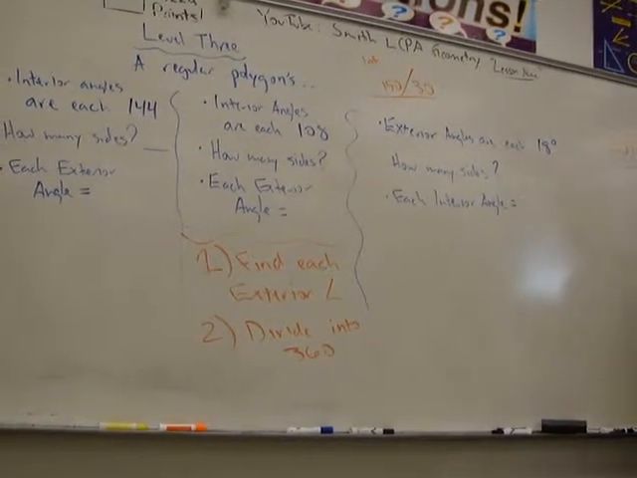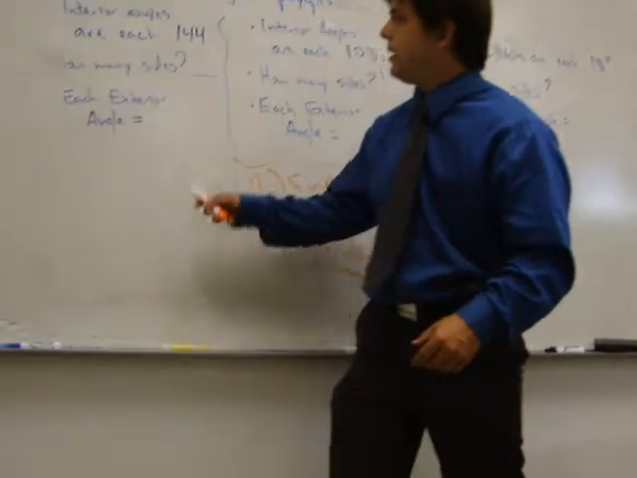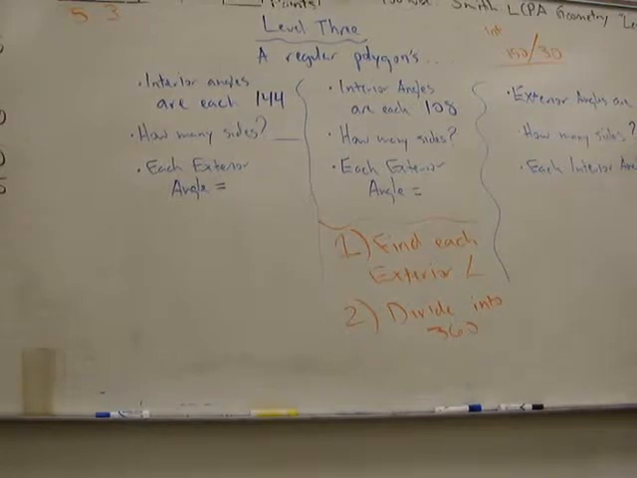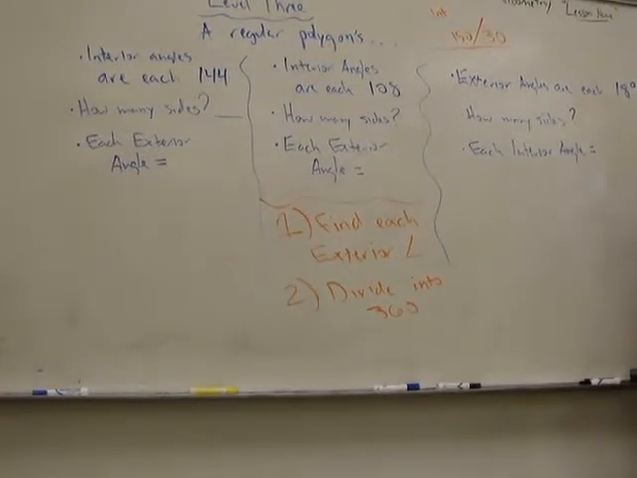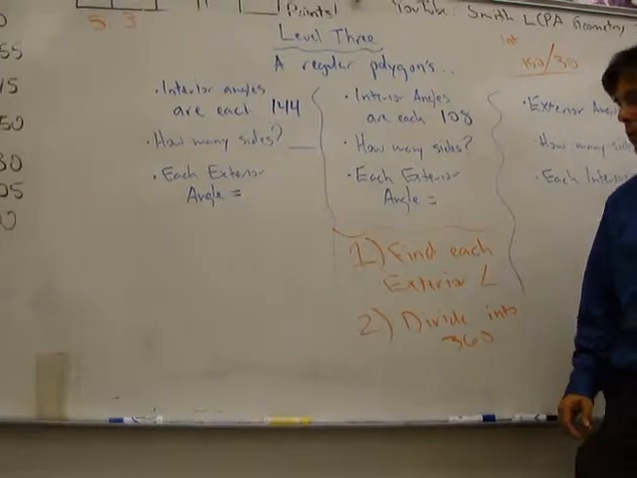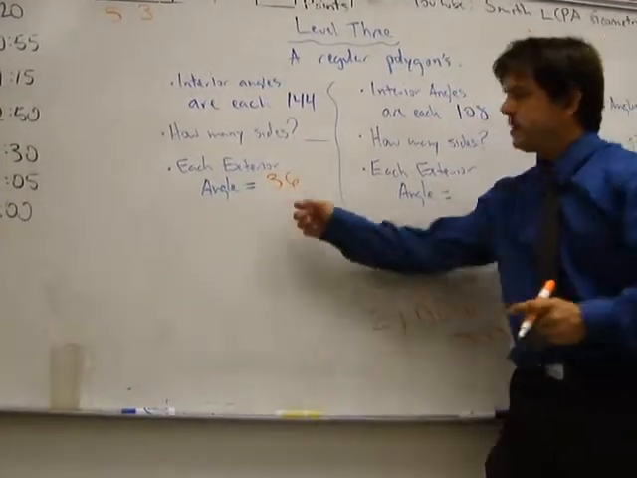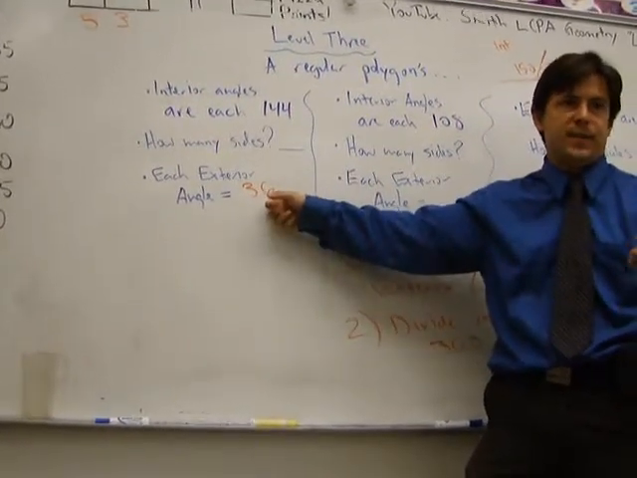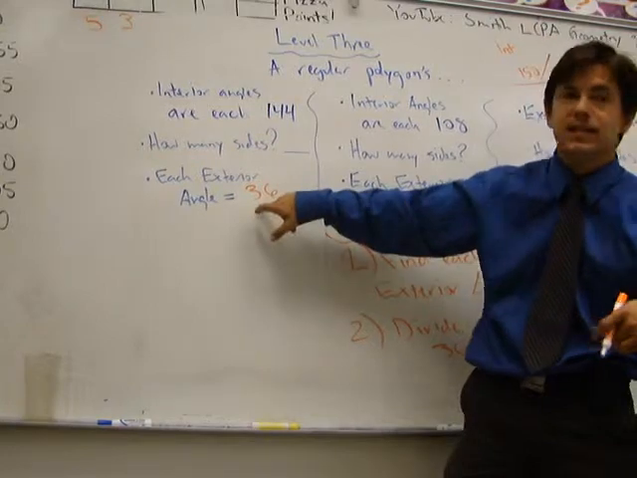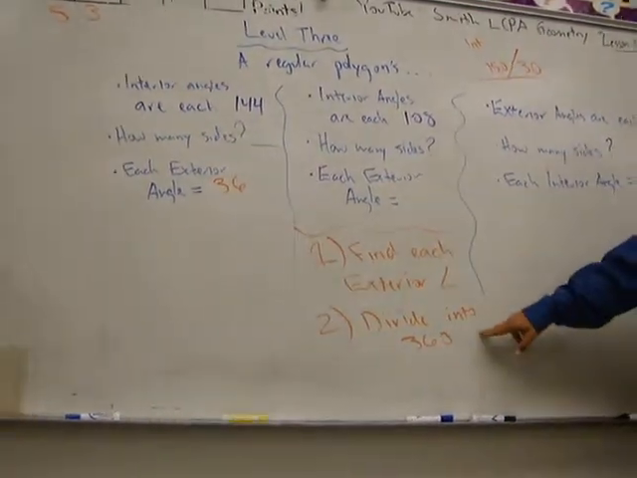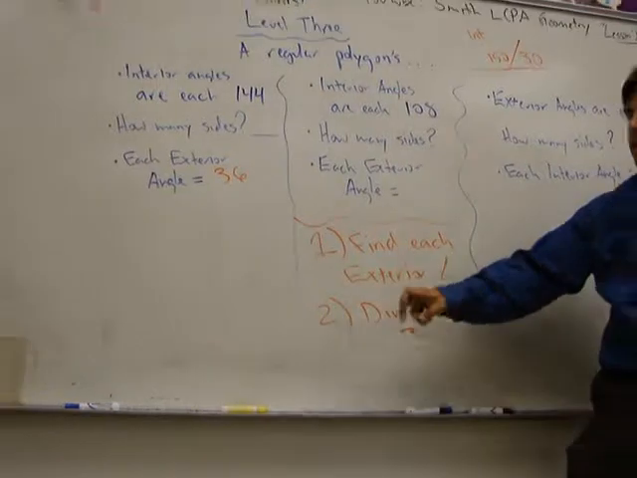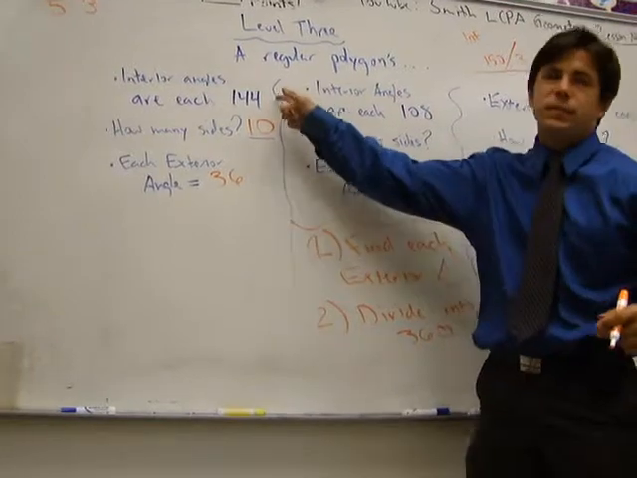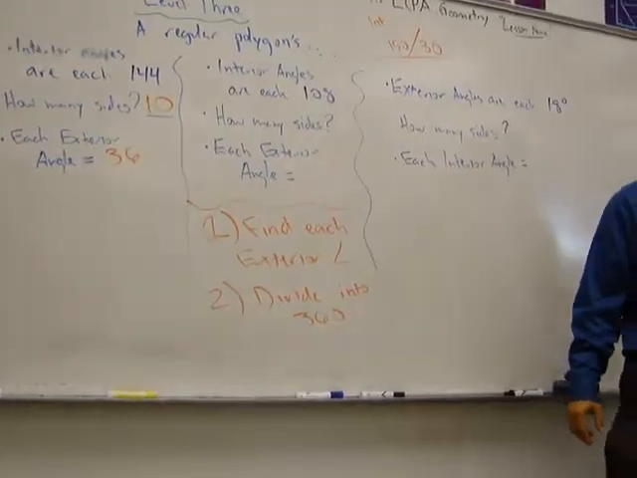So let's try to knock these out together here. If the interior angles are each 144, we're going to go with step 1. What is the measure of each exterior? 36. How do we find this 36? Because it has to equal 180. Between the interiors and the exteriors, they have to add up to 180. Now if each exterior is 36, the total number of sides will be 360 divided by each exterior, so it'll be 10. So from this one little piece of information, we figured out what type of figure we've got.